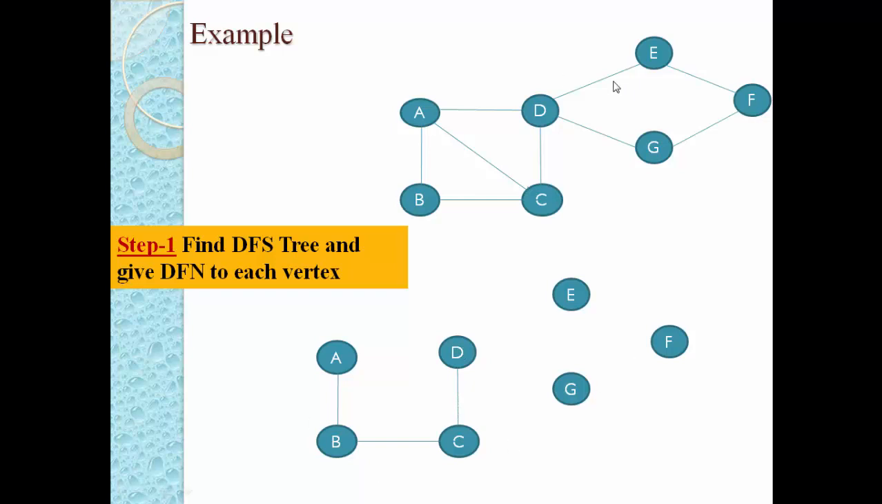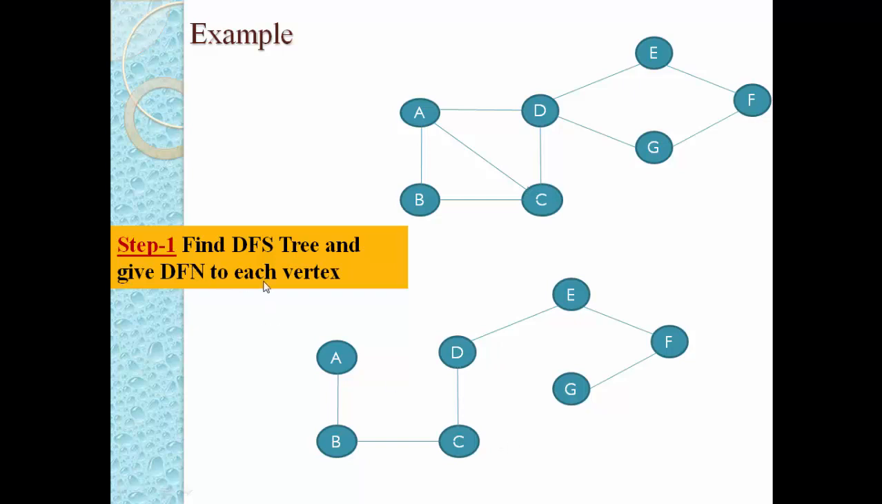Then we have 2 options, either E or G, because D has 2 adjacent nodes which are still unvisited, E and G. Suppose we select E, then we visit E. After that we have only one option, F, so we visit F. Then again we have only one option, G, so we visit G. G has only one adjacent node, D, but D is already visited. So there is no unvisited adjacent node of G, and we stop. Now this is our DFS tree.